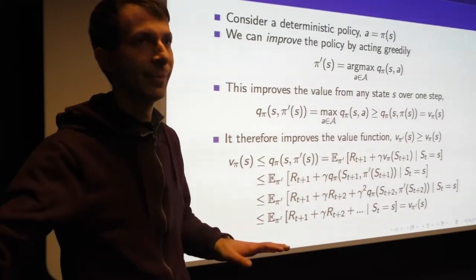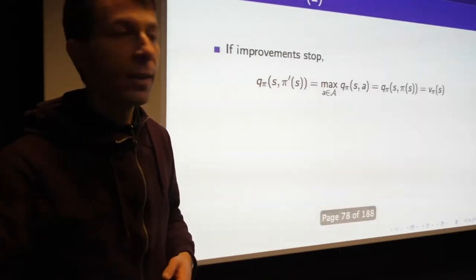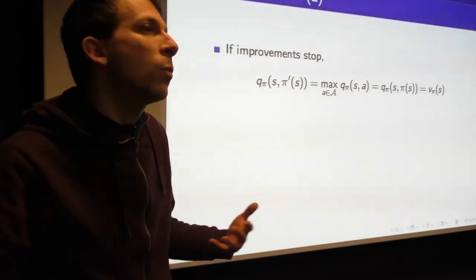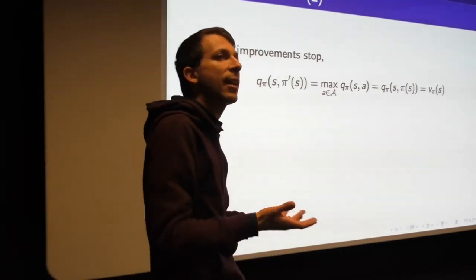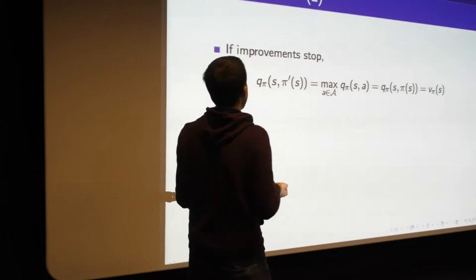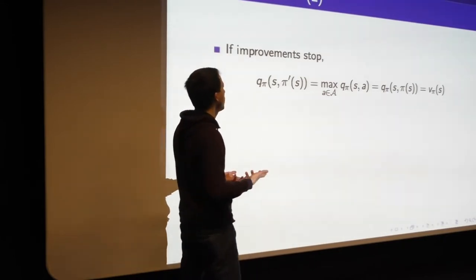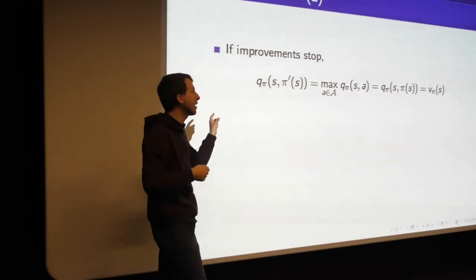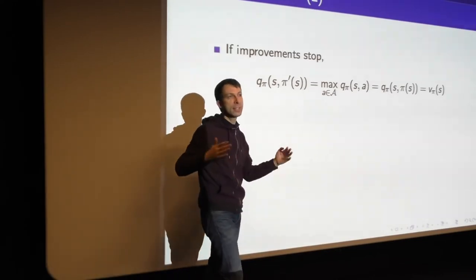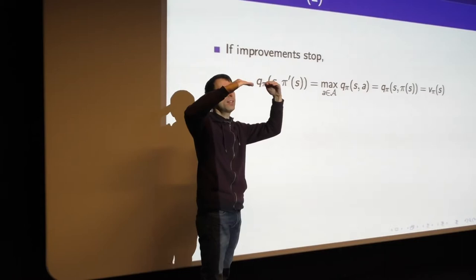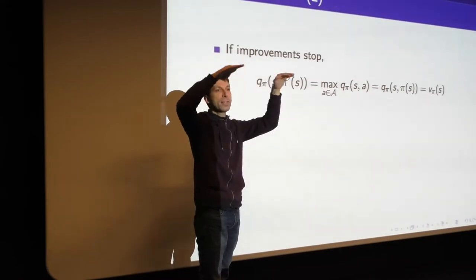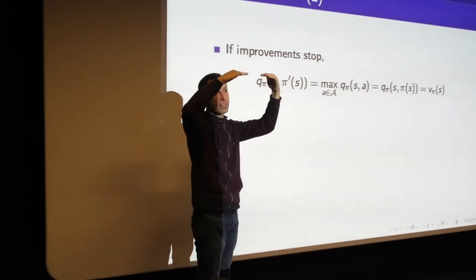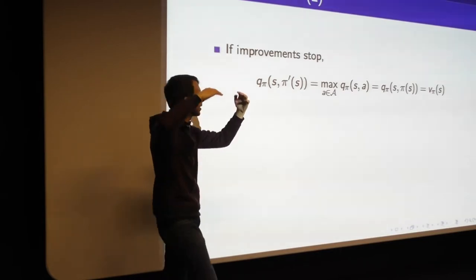Okay? Right. So now we want to know, well, what happens? Is this process actually going to take us to the optimal value? We just keep improving. So let's consider what happens if this process ever stops, so if we ever have equality. So we've got two cases. Either we just keep getting better and better, or at some point this is going to stop. And what we want to know is that when it stops, we've actually achieved optimality.